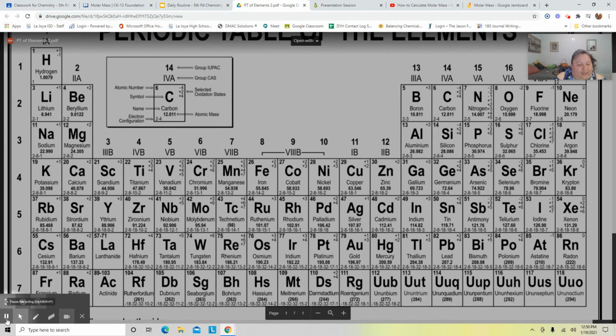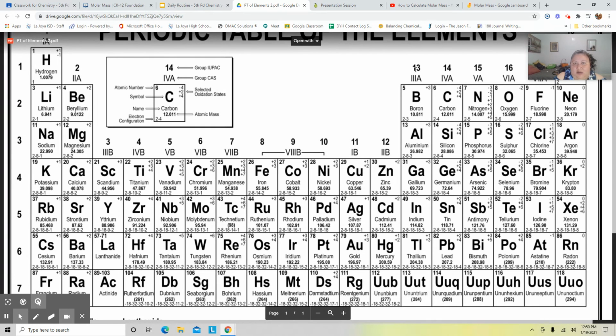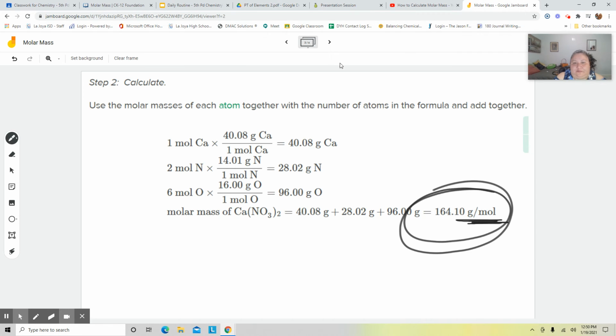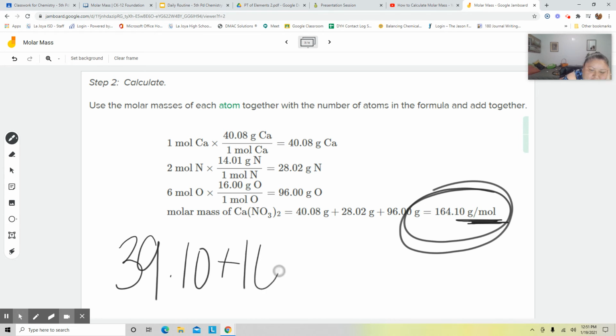Okay. All right. Did everybody get those numbers? Start adding them up. Tell me what you got. So potassium was what? 39.10. Oxygen was 16. And hydrogen 1.01.